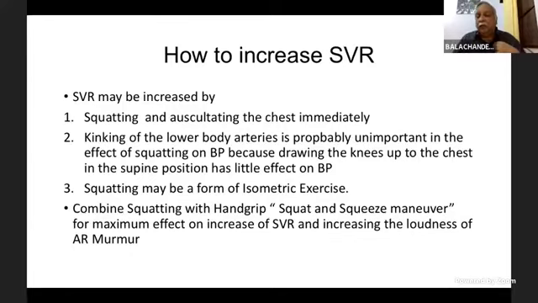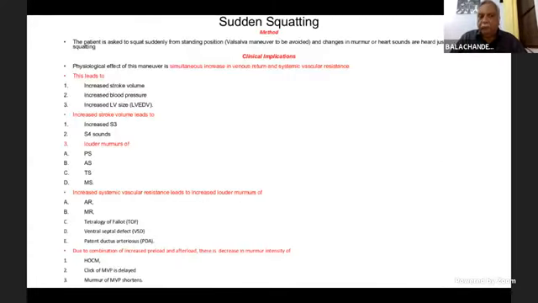And if an AR murmur is very soft, you can increase the loudness of the AR murmur with this maneuver, which is called combined squatting and hand grip. Now, sudden squatting is asked from a standing position. And remember that we must ask him to avoid the Valsalva maneuver. What happens? There is a simultaneous increase in venous return and systemic vascular resistance. Always a question is asked, does squatting increase venous return or decrease venous return? The answer is it does increase venous return. Otherwise, we cannot explain the changes in HOCM.